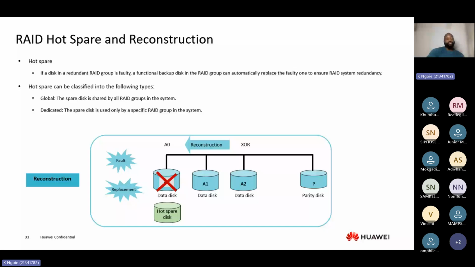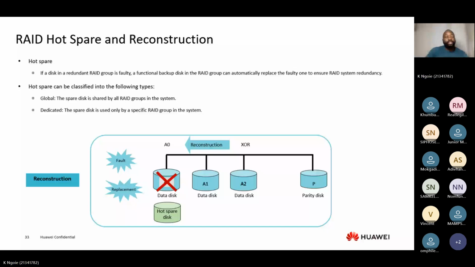So we have the 1, 2, 3. So the disks are A0, A1, A2, and if there's a problem maybe with A0, the hot spare disk will replace that one. So as I said, it's just a standby disk, right? And the types of hot spare that we have are a global hot spare and a dedicated hot spare.